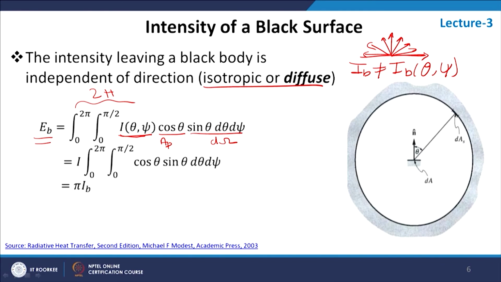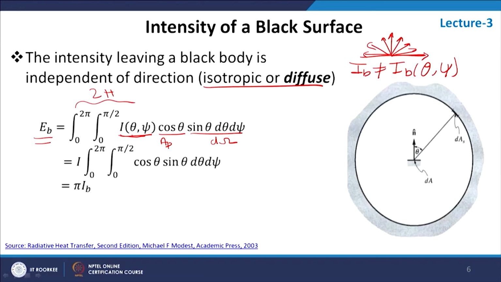So, 0 to pi and 0 to pi by 2 is the total solid angle over a flat surface. Now, intensity is basically independent of theta and psi. So, we can take this quantity out of the integral here, and what we are left with is cos theta sin theta d theta and d psi. When we integrate this quantity we get pi. So, that means the emissive power of a black body is related to the intensity of a black body by this relation. So, the factor is basically pi.